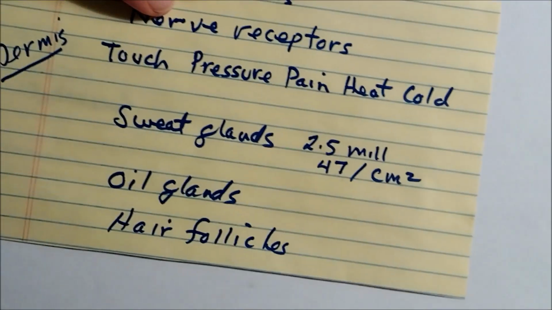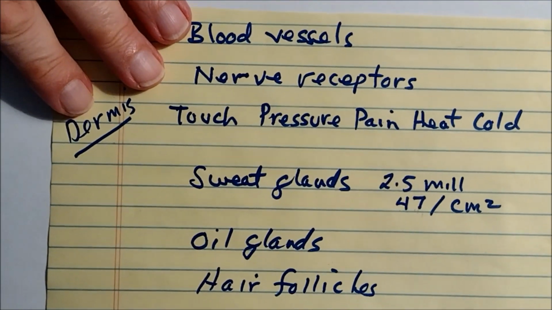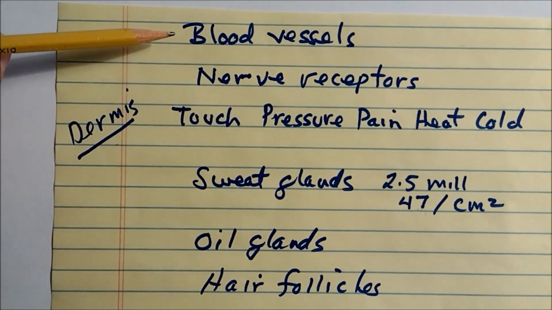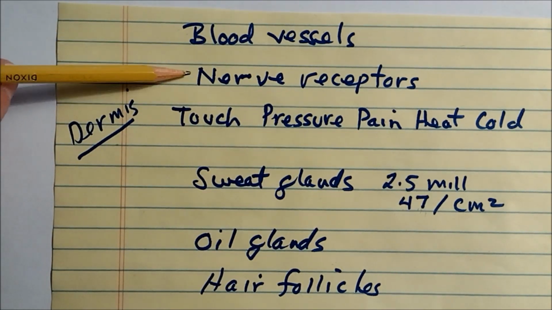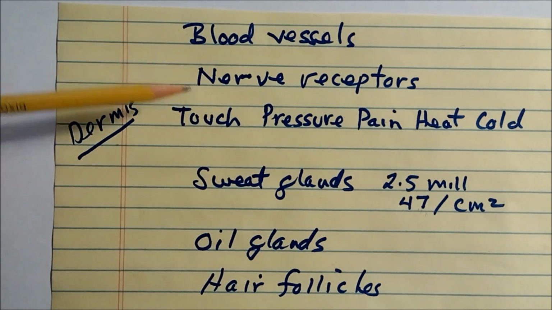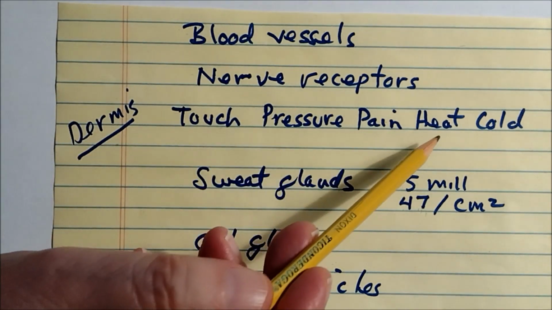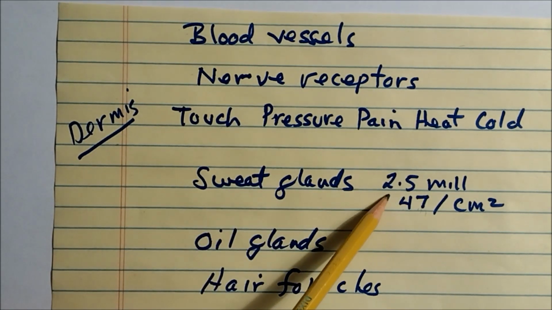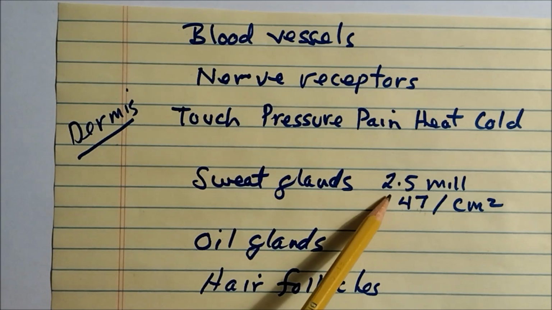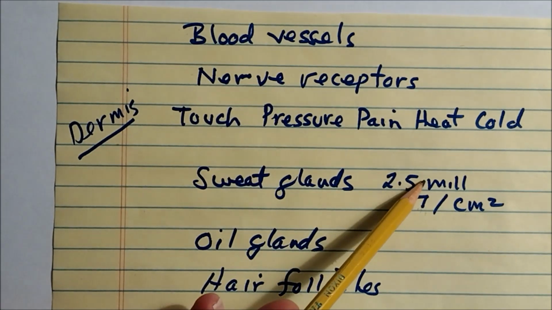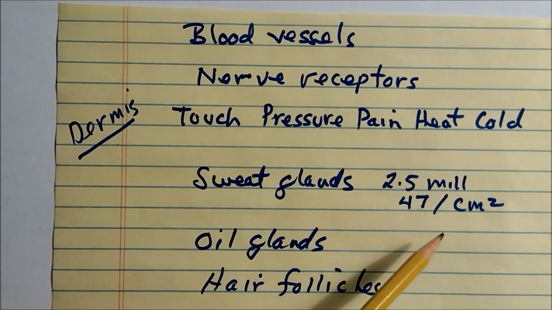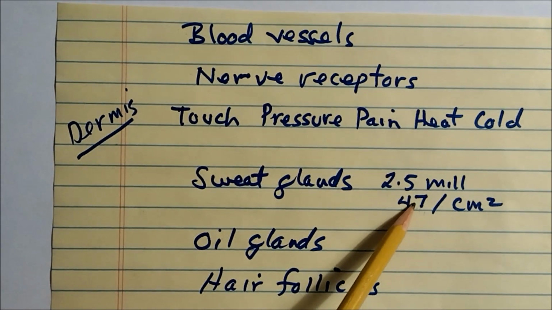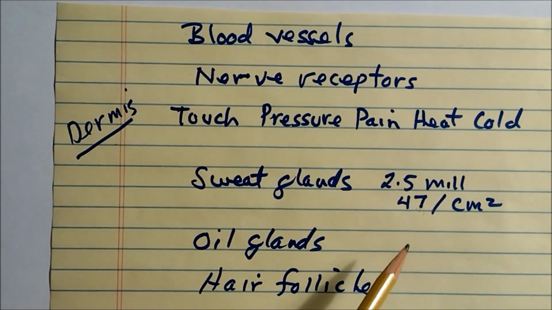When we look at the dermis layer, we are not surprised to find that we have a rich supply of blood vessels, nerve cells for sensations: touch, pressure, pain, heat, and cold. We have sweat glands. As a matter of fact, someone actually counted the sweat glands on our skin and came up with 2.5 million. If you divide this by the surface area, it comes to about 47 sweat glands per square centimeter.